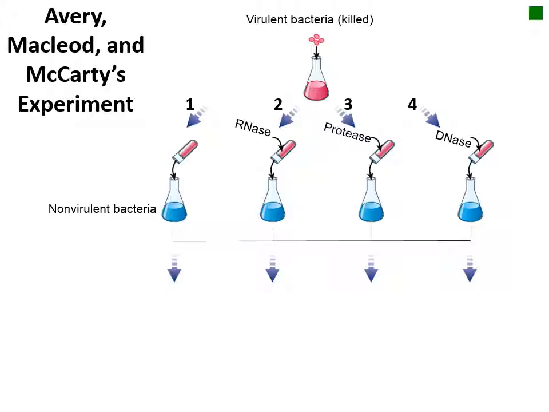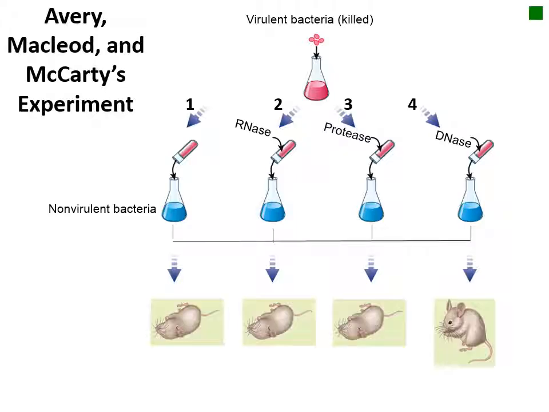The researchers then took their mixtures of killed smooth bacteria, enzyme, and rough living cells and injected them into mice. Here's what they observed. Take a minute to think about what these results mean and answer the question that's going to follow.